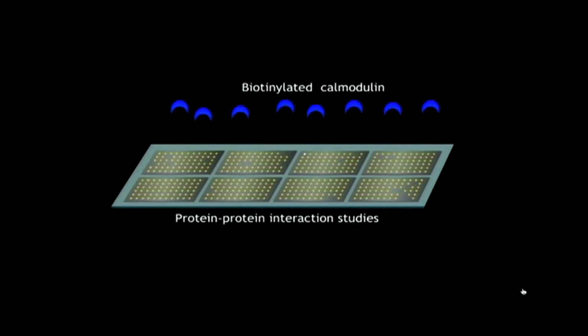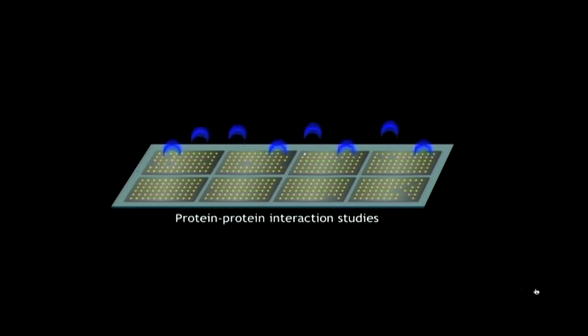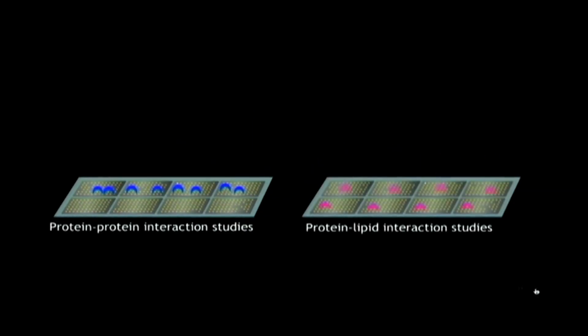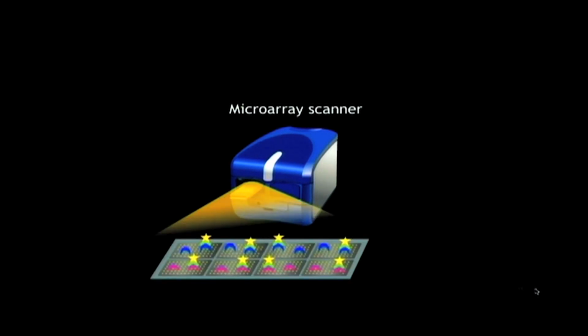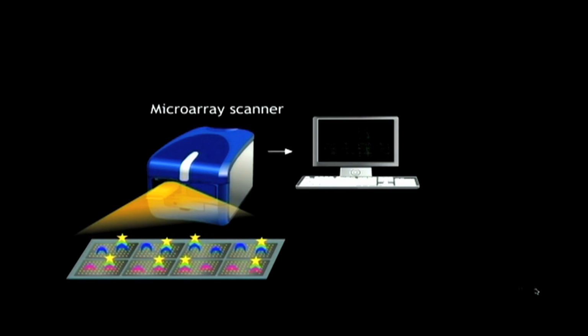To understand the potential applications of such whole proteome arrays, the authors screened the immobilized proteins for protein-protein and protein-lipid interactions. They used biotinylated calmodulin in presence of calcium and phosphoinositide liposomes respectively. The detection was carried out by using Cy3 labeled streptavidin. Arrays were washed, dried and then scanned by using a microarray scanner.